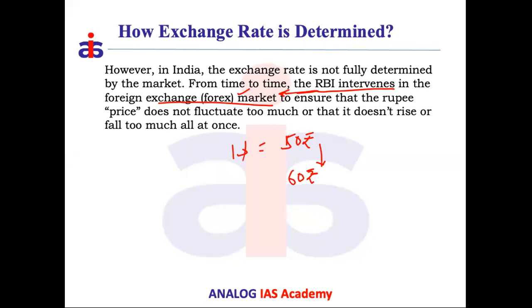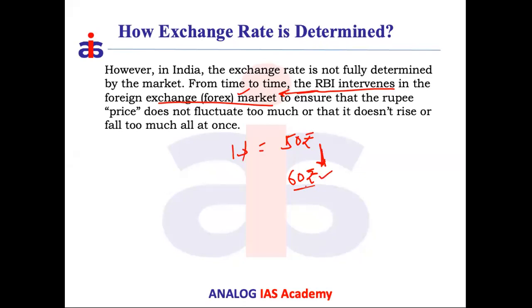60 rupees. You can see that there is a steep fall. Whenever there is a steep fall, our imports will become costlier and exports will become cheaper. That means exporters will lose. On the other side, importers have to pay higher, right? So that is not a scenario that is helpful for the Indian economy.